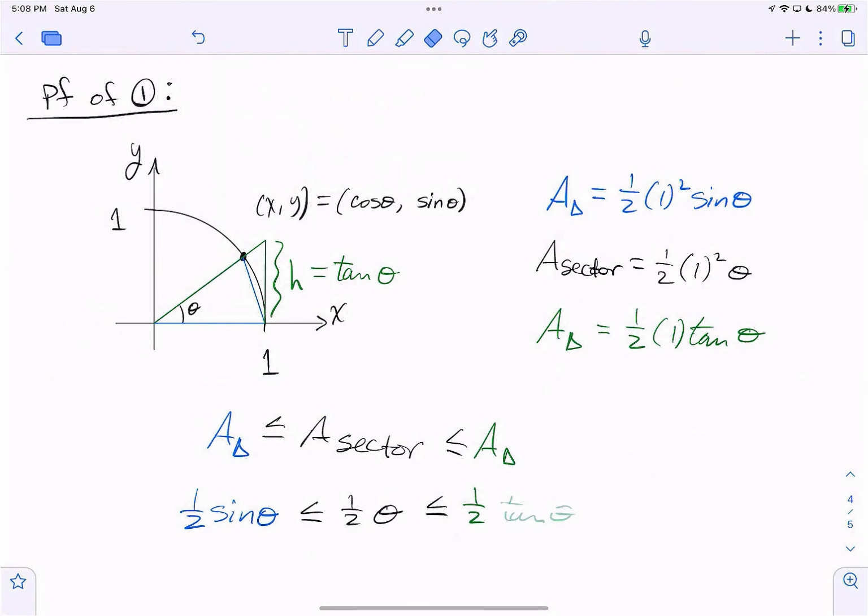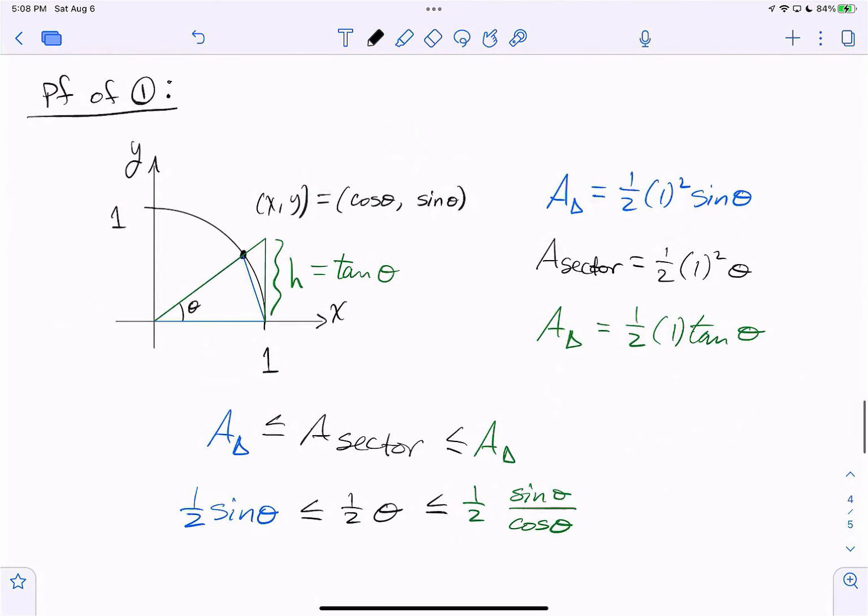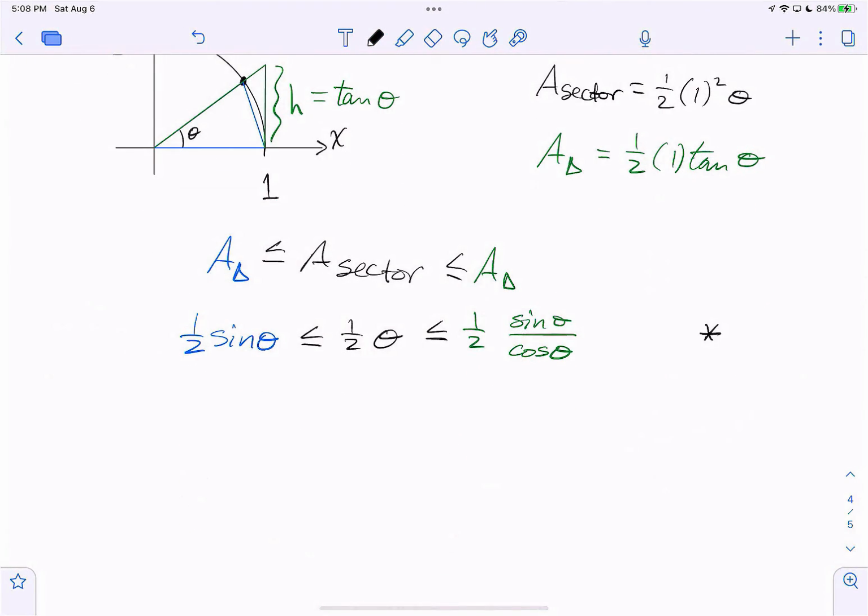The tangent of theta I'm going to write down as the sine of theta over the cosine of theta. At this point, I'm going to multiply all three parts by 2 over the sine of theta. I know it doesn't make a lot of sense what I'm doing, but just try to follow the steps along and then we'll get to a result. So multiplying by 2 clears the fractions. Dividing by the sine of theta gives me 1 is less than or equal to theta over the sine of theta, which is then less than or equal to 1 over the cosine of theta.